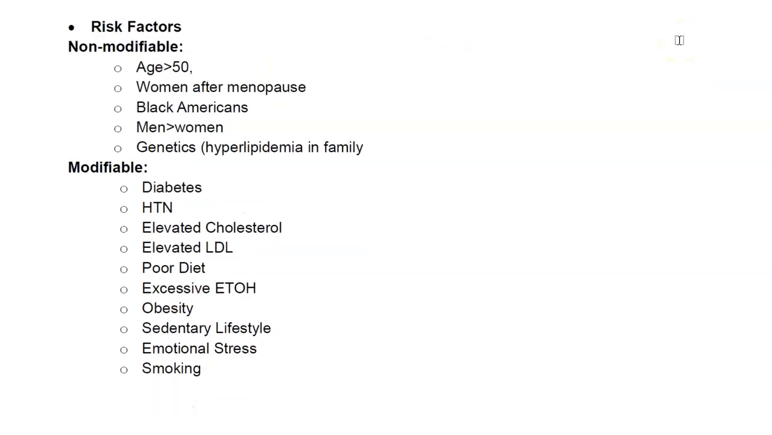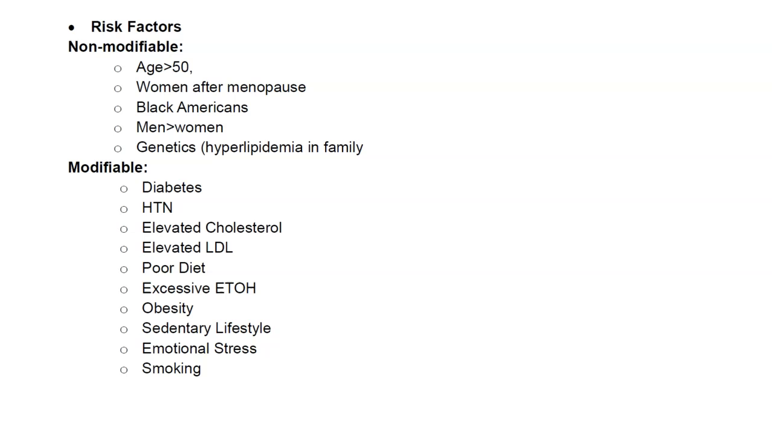Some of the modifiable risk factors, or things that we can change or control, are the following: diabetes, hypertension, elevated cholesterol, elevated LDL, poor diet, excessive alcohol intake, obesity, sedentary lifestyle, emotional stress, and smoking.